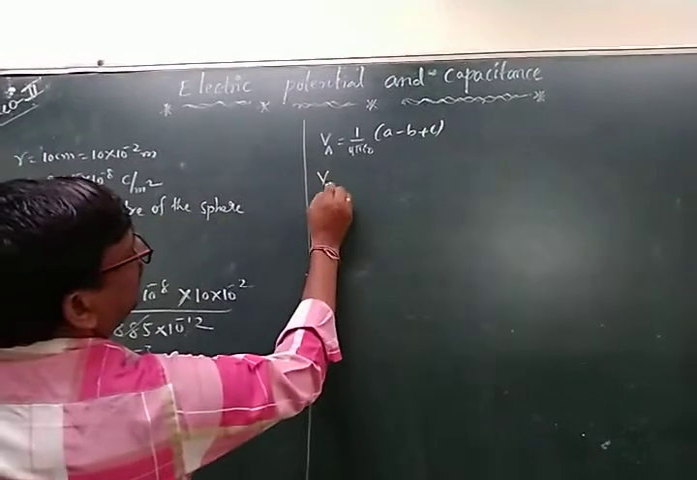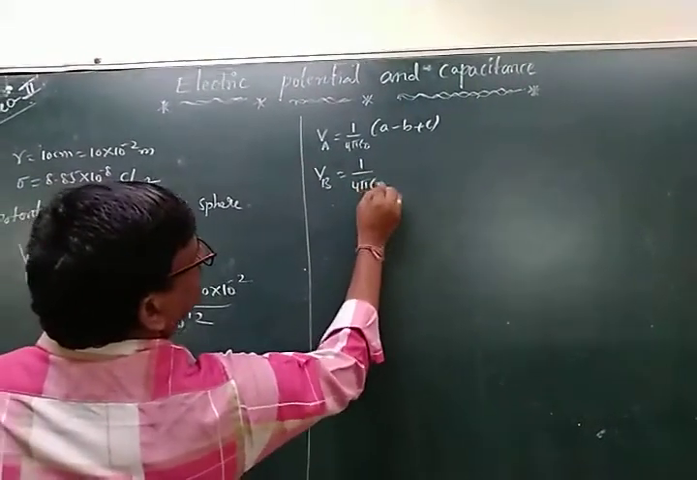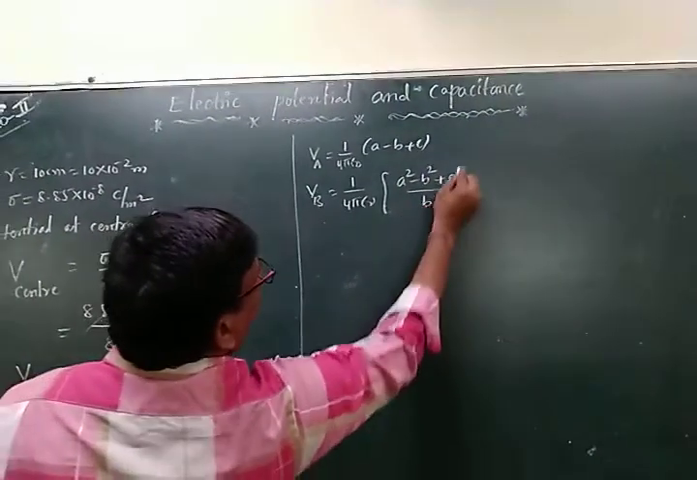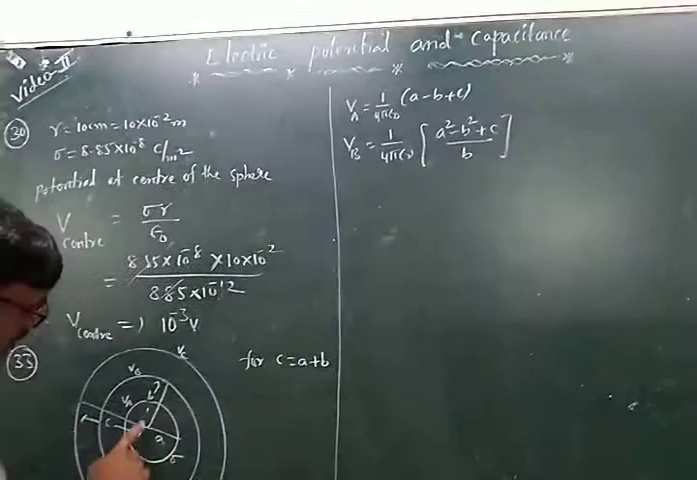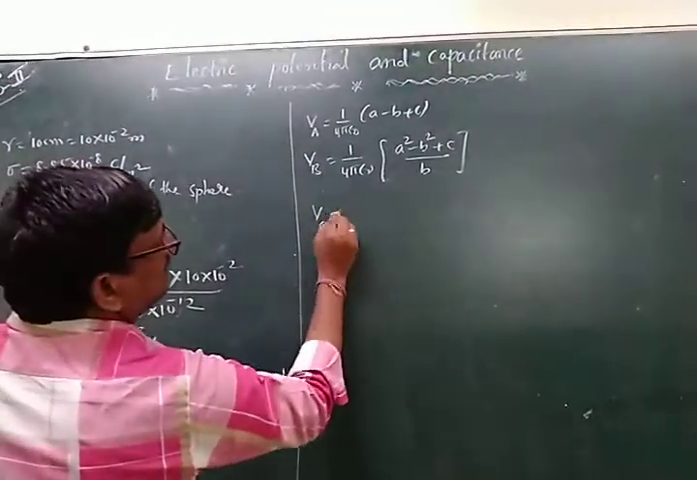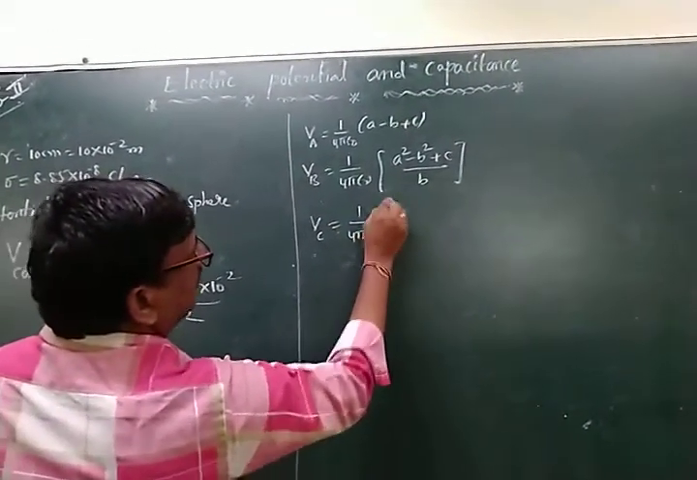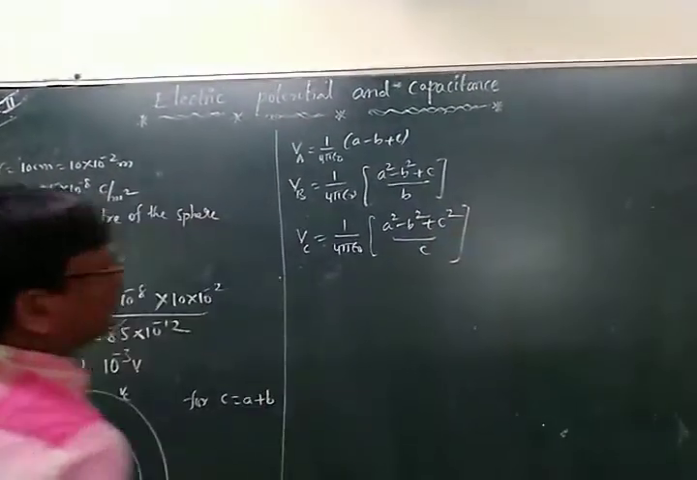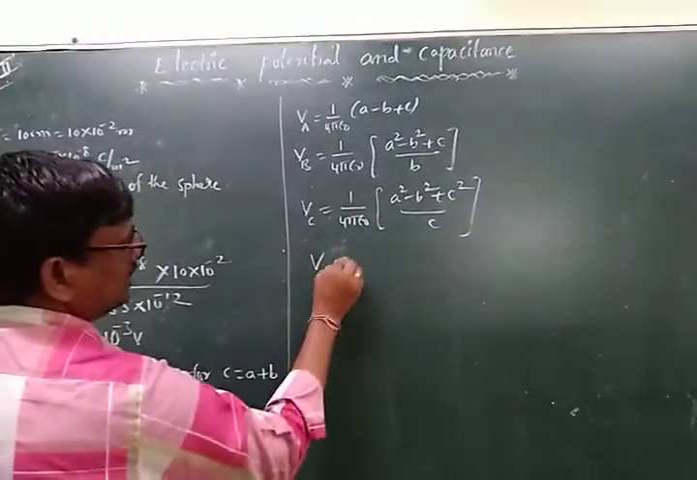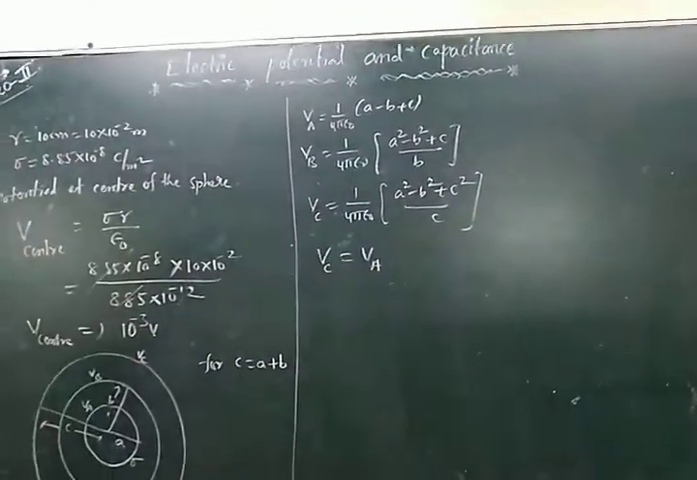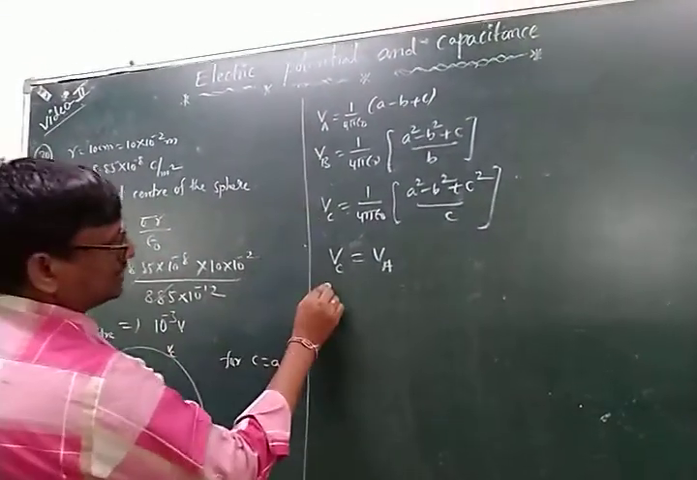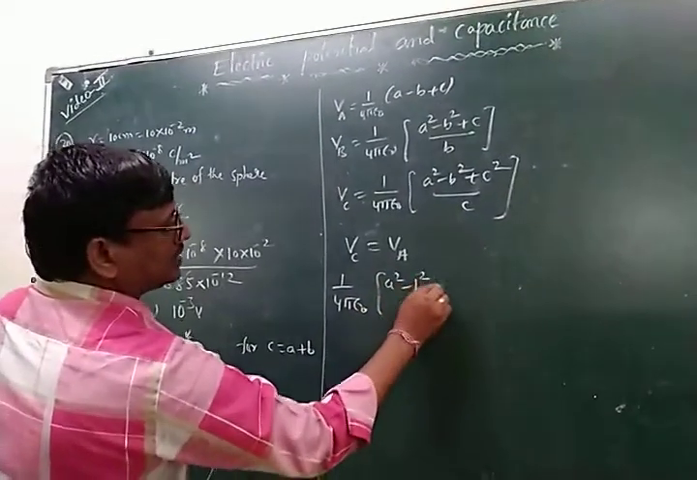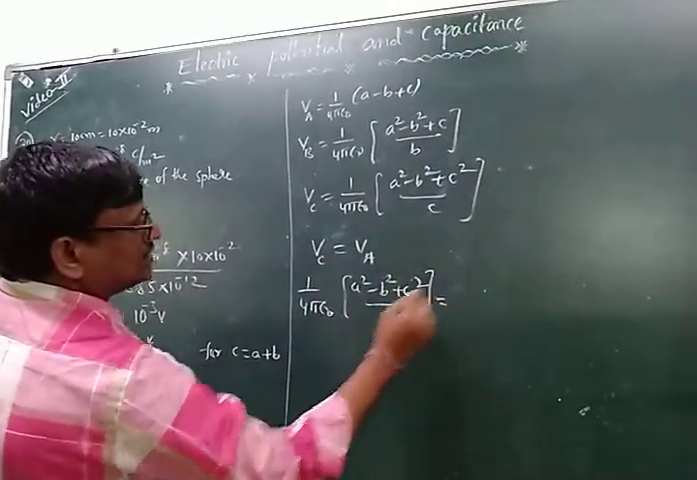The potential at B point is equal to 1 by 4 pi epsilon naught, A square minus B square plus C by B, because of the second shell distance. Now the potential at the C point is 1 by 4 pi epsilon naught, A square minus B square plus C square by C. But here the condition is VC is equal to VA. Write the VC: 1 by 4 pi epsilon naught, A square minus B square plus C square by C is equal to VA.